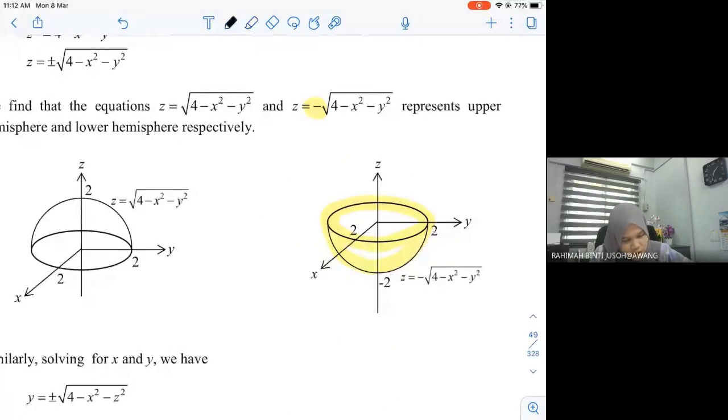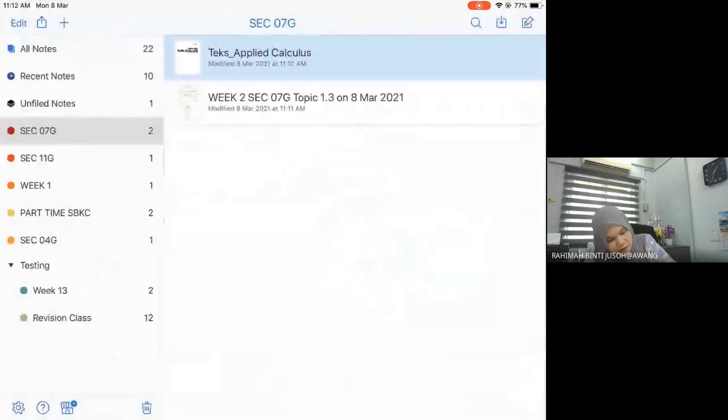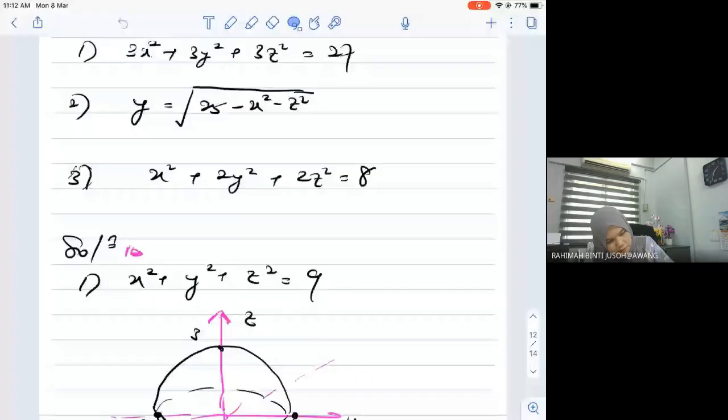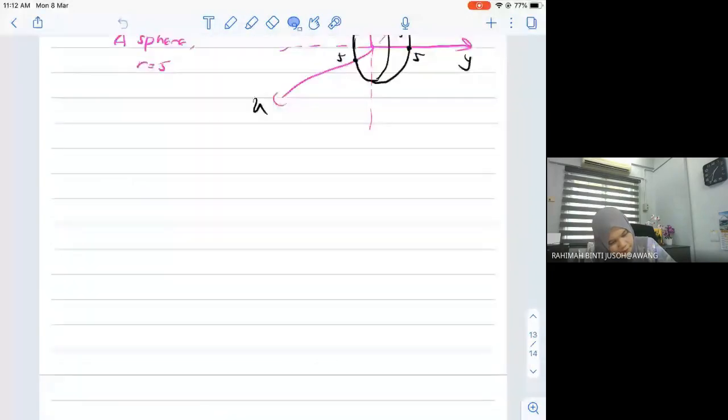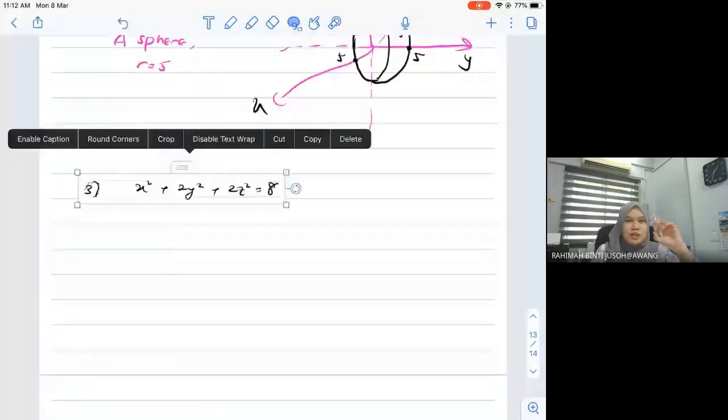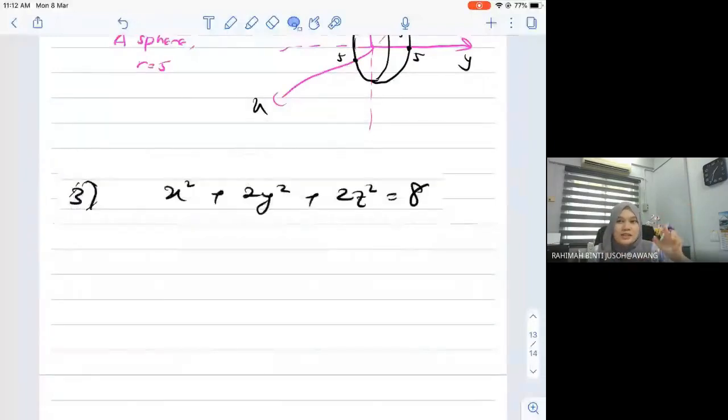Okay, next, last question. This. Okay, mula-mula you nampak soalan macam ni, you kena tengok, oh ada tak kuasa 2 semua sekali variable? Oh ada. So bila ada, you kena tengok pula, dia punya coefficient sama ke tak? Ini sama, tapi ini tak sama. Ini adalah 1. So what happen bila tak sama, it will become an ellipsoid. Okay, nama dia adalah ellipsoid.